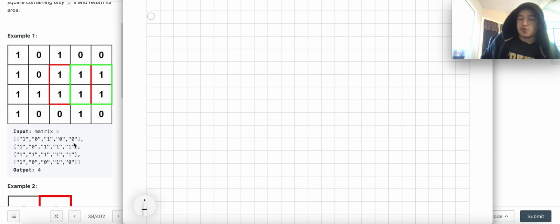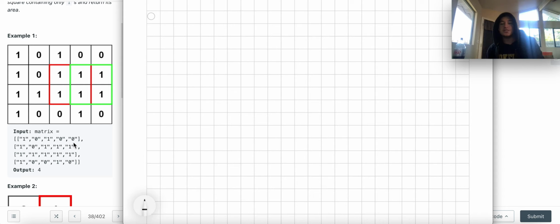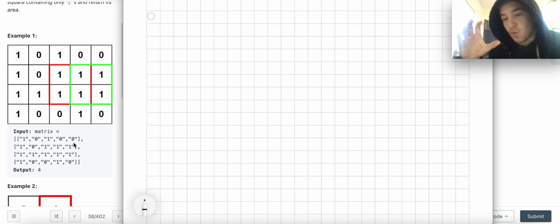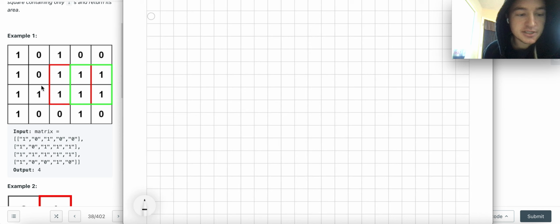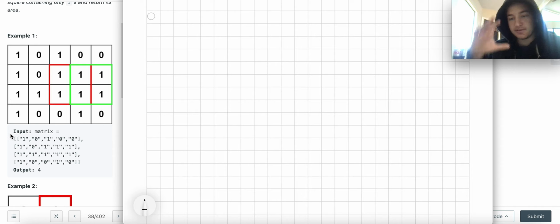So I think the simplest way to solve this without dynamic programming would be to look for each possible square size, right? So for this problem, there's a square size of 1. You could have a square size of 2. You could have a square size of 3, and you could have a square size of 4, right? Size meaning the width and the length. A square couldn't get bigger, right? You couldn't have a square of length 6, because that would exceed the actual space of the grid.